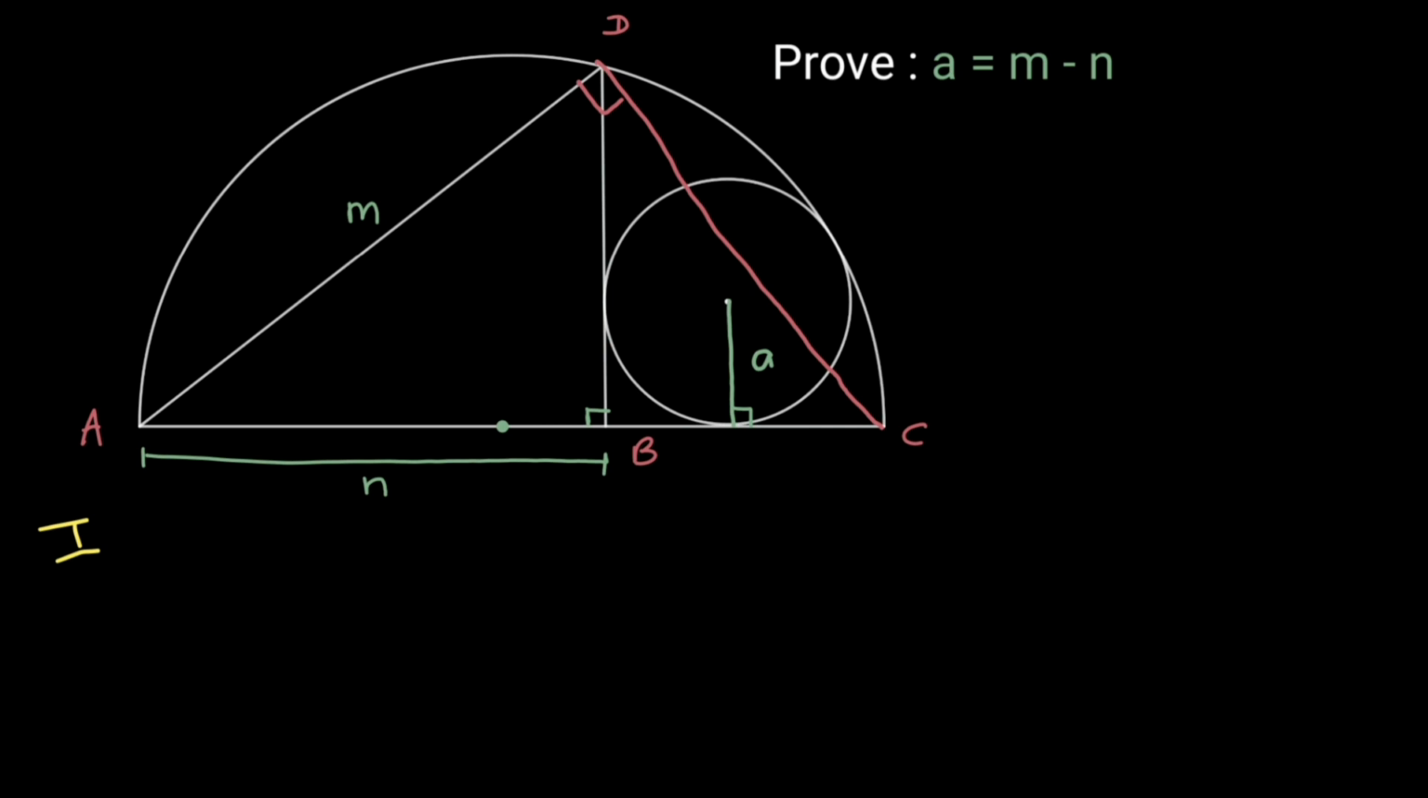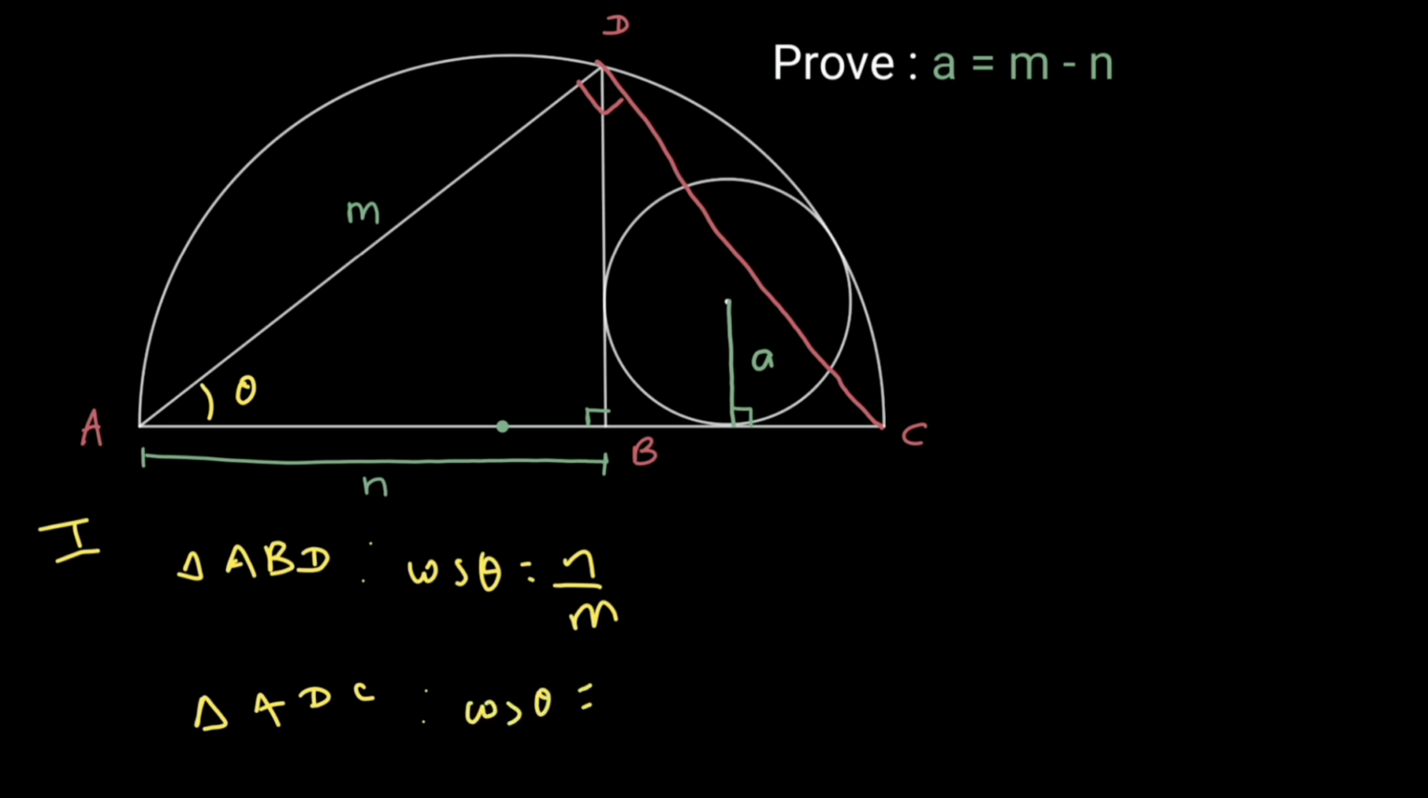So the first method is using trigonometry. I will simply take the angle DAB as a variable equal to theta. So look, in this right angle triangle, that is the triangle ABD, it's a right angle triangle. In this particular triangle the value of cos theta would be equal to n upon m, that is the base upon the hypotenuse. Now again look carefully that the triangle ADC is also a right angle triangle and it also contains theta as its angle. So in the triangle ADC the value of cos theta would be equal to the base, that is m upon AC, that is the hypotenuse.